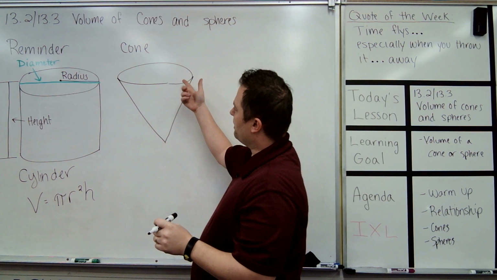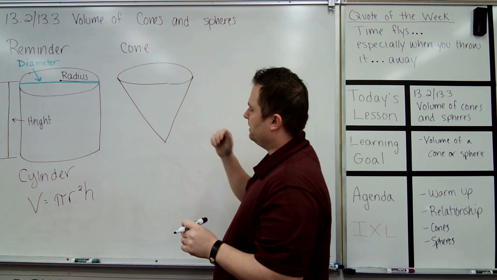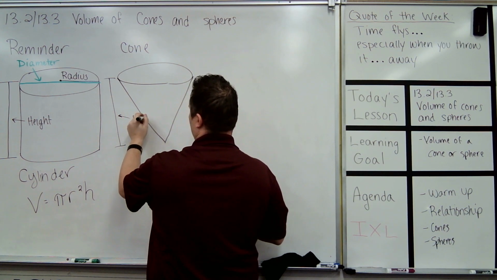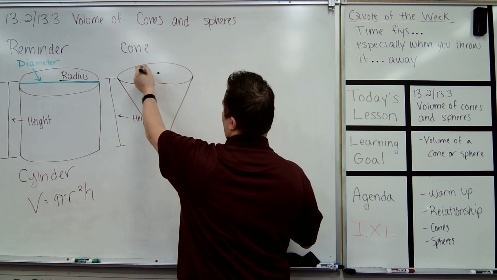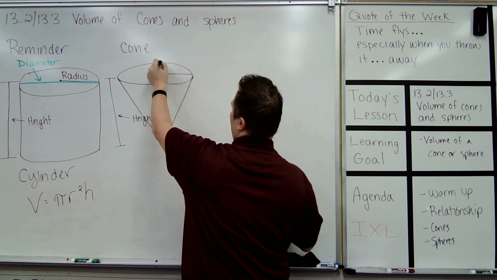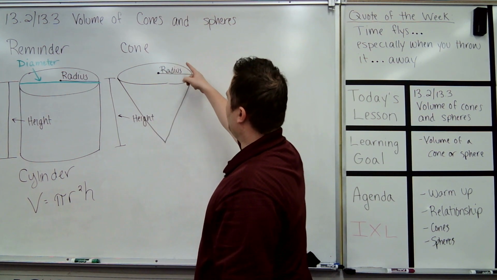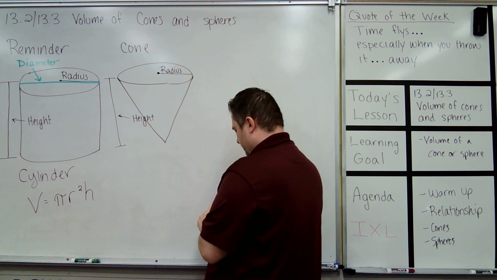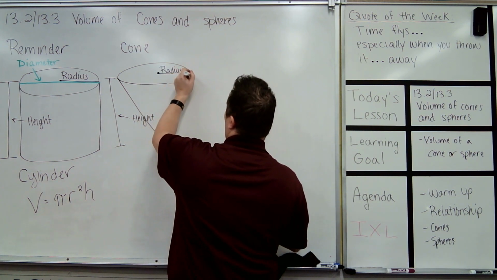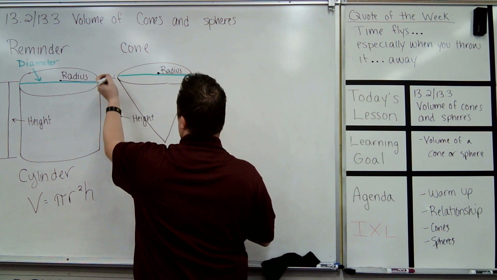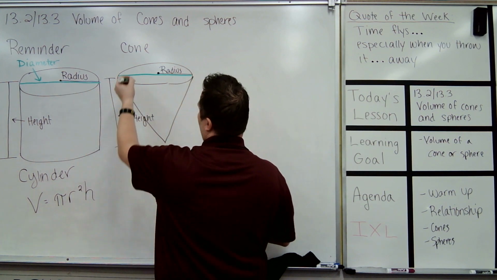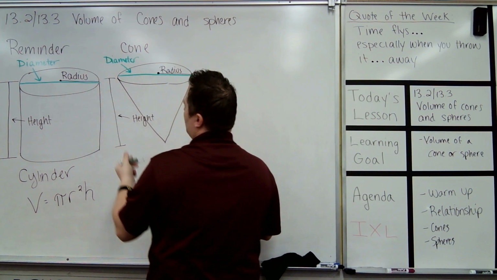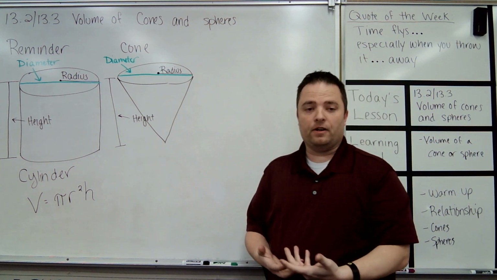There are a lot of similarities between cones and cylinders. For example, the distance from here to here is still called the height. And the distance on the circle part from the middle to the outside edge is still called the radius. But it's not called the radius of the circle or the radius of the cylinder. It's called the radius of the cone. And equally true, the distance all the way across the circle part, just like the cylinder, is called the diameter. And once again, the radius is half of the diameter.